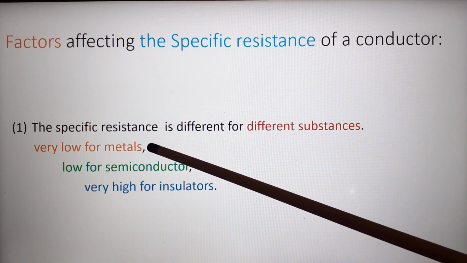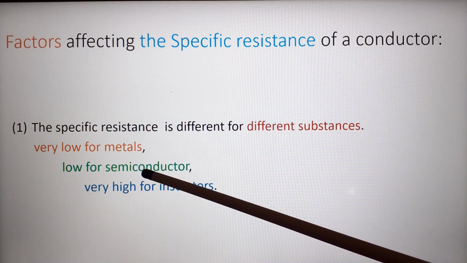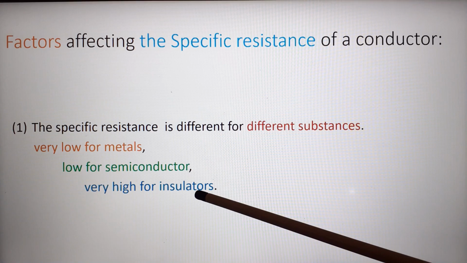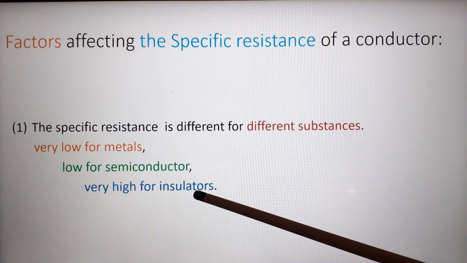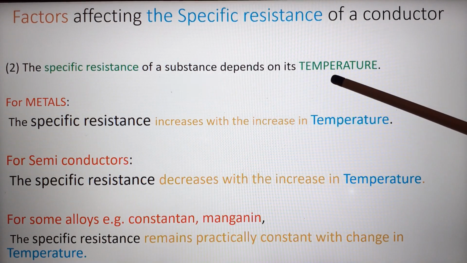Number of free electrons are going to be less than that of conductors. So specific resistance is low. Specific resistance is very high for insulators because of negligible amount of free electrons. Next factor is specific resistance depends on temperature.